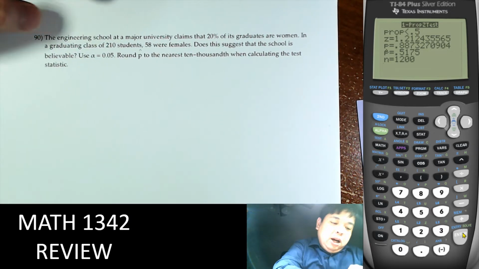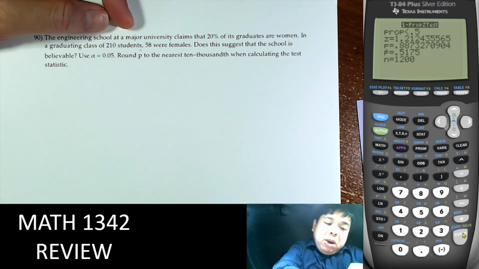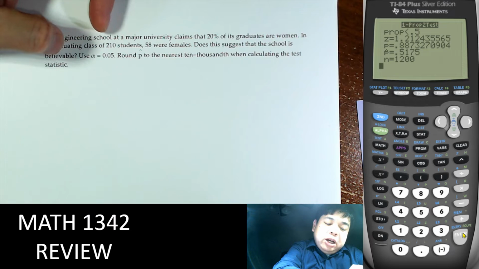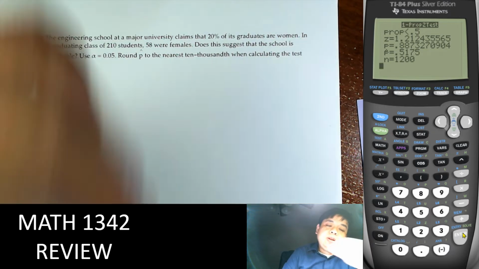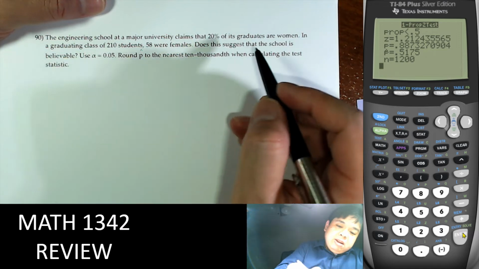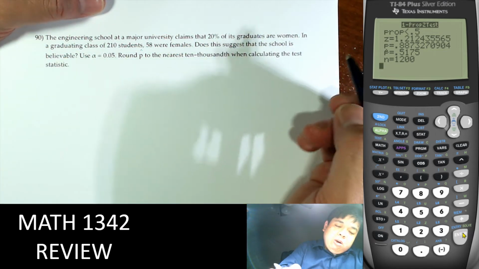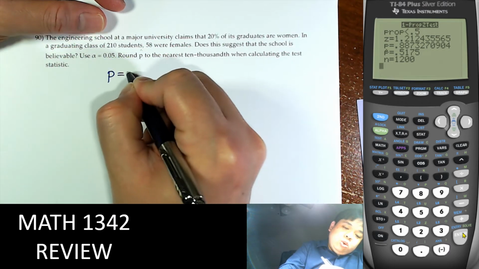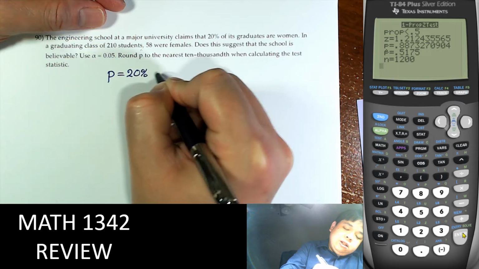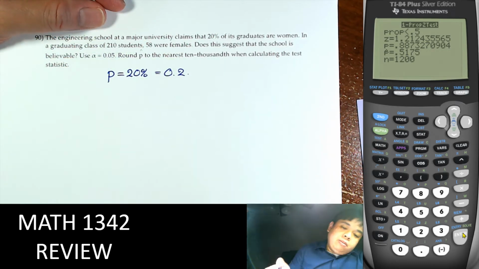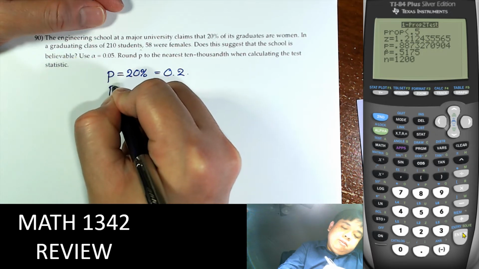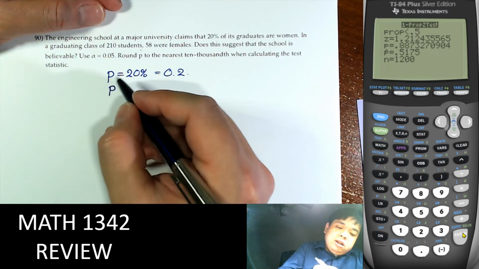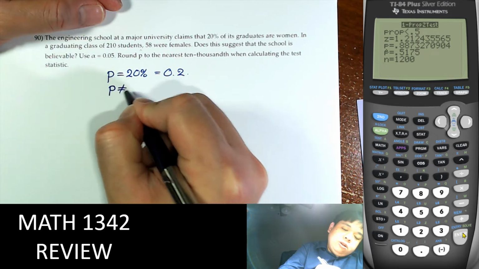Right, next. The engineering school at a major university claims that 20% of its graduates are women. In a sample of graduates, some were female. Does this suggest the school's claim is believable? So the university claimed that 20% of the graduates are women. So we said p is equal to 20%, and the complement to that is not equal to.